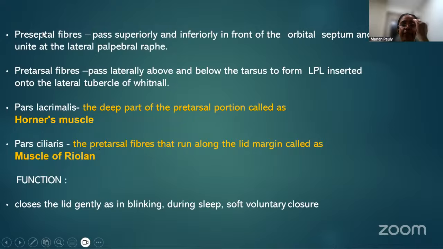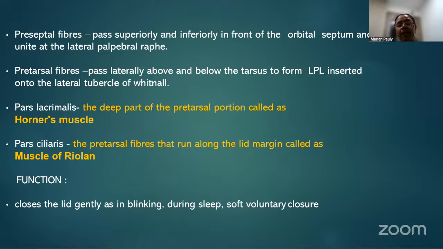These preseptal fibers pass superiorly and inferiorly in front of the orbital septum and unite at the lateral palpebral raphe. Whereas pretarsal fibers pass laterally and above and below the tarsus to form the lateral palpebral ligament, inserted to the lateral tubercle of the orbit, a little more posterior to the attachment of the preseptal fibers. Pars lacrimalis is the deep part of the pretarsal portion, called Horner's muscle. Pars ciliaris is the pretarsal fibers that run along the lid margin, called the muscle of Riolan.